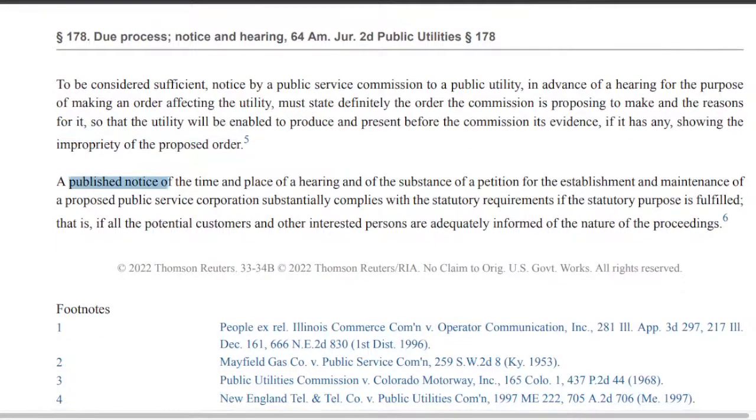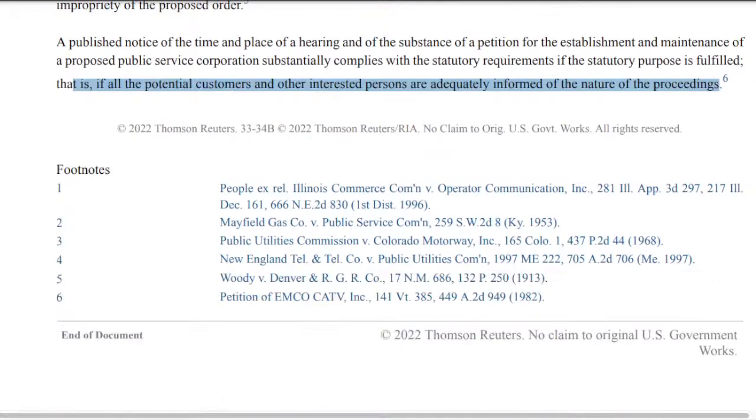A published notice of the time, place of the hearing, and the substance of a petition for the establishment and maintenance of a proposed public service corporation substantially complies with the statutory requirements if the statutory purpose is fulfilled. That is, if all the potential customers and other interested persons are adequately informed of the nature of the proceedings. Petition of Cable TV, Vermont, 1982.